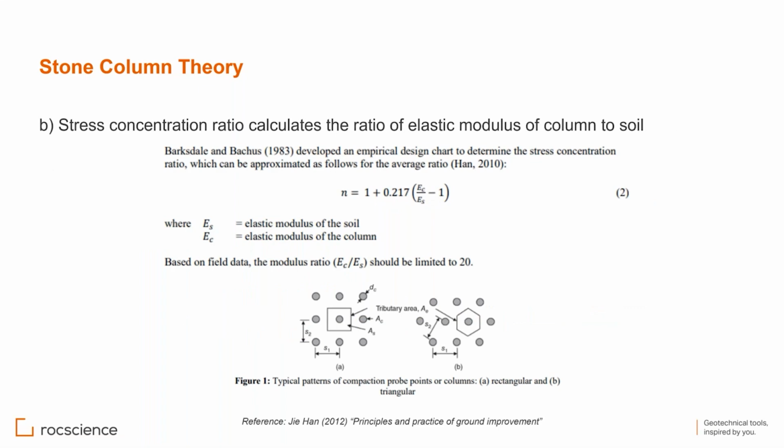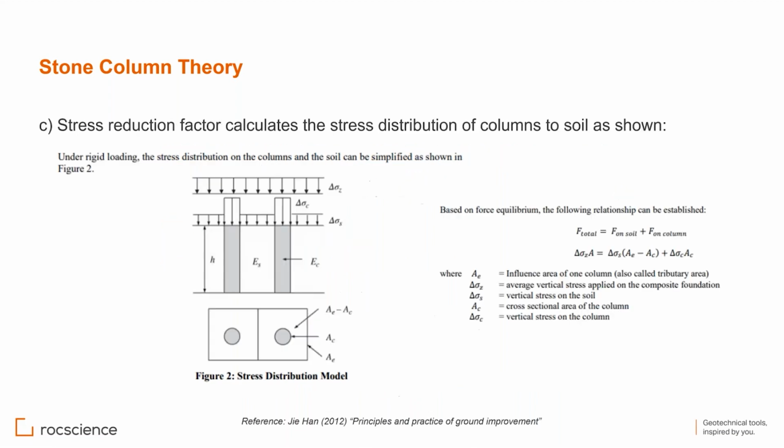Stress concentration ratio calculates the ratio of the elastic modulus of columns to soil. So what you see from here is a parameter n, which equals 1 plus 0.217 times (Ec over Es minus 1), where Es is the elastic modulus of soil and Ec is the elastic modulus of the columns. And based on the field data, the modulus ratio of Ec over Es should be limited to 20. As you can see from this dialog, you can see the spacing of different types.